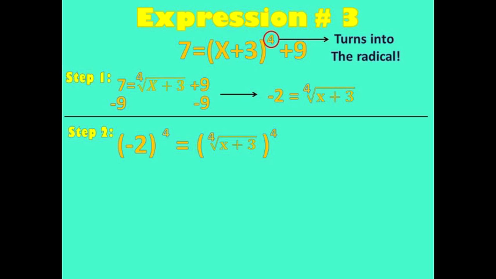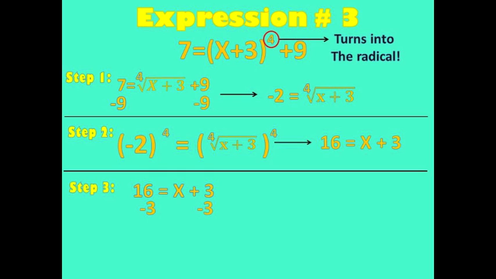Your next step is to raise each side to the fourth power. Since the radical is already given, you would raise it by 4. Now you get 16 equals x plus 3. Step 3 is to solve the rest of the equation, so you would subtract 3 from each side. By subtracting 3 from each side, you would get x equals 13.